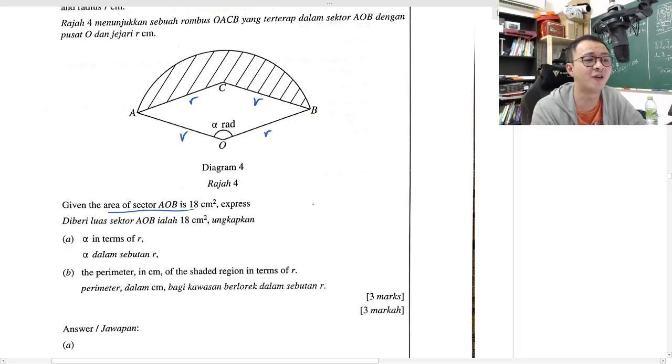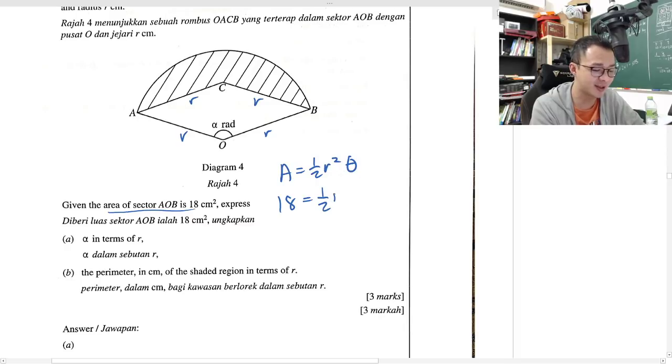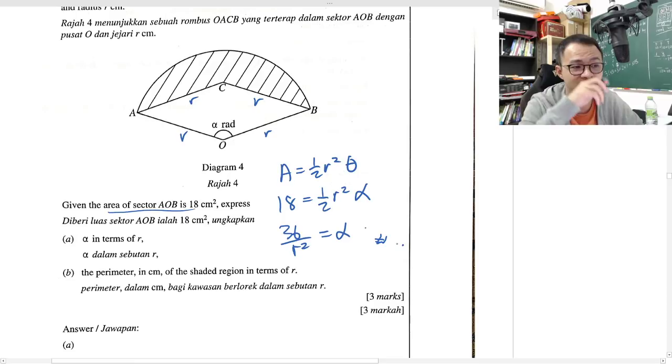We have the formula for area of sector, right? It'll be half R squared theta. We have the area is 18, half, my R squared is just R squared, my theta is alpha. The question asks me for alpha in terms of R, so I just move around. So 36 over R squared equals my alpha. And done already. This is how we solve these kinds of questions.